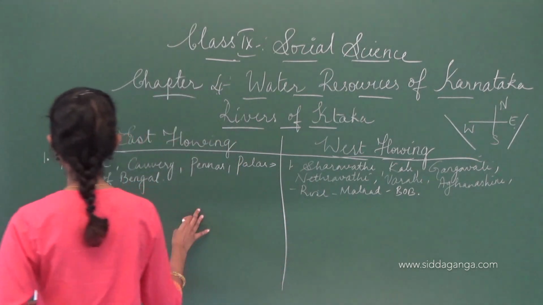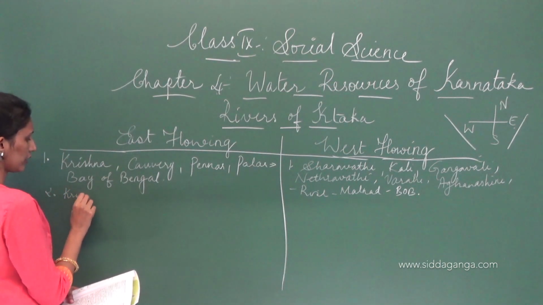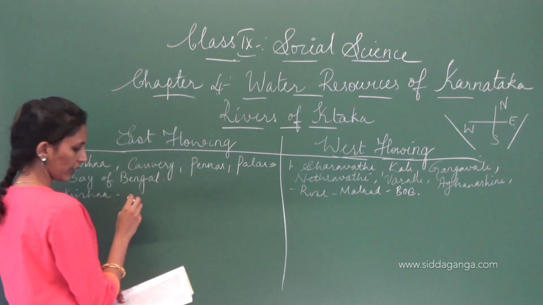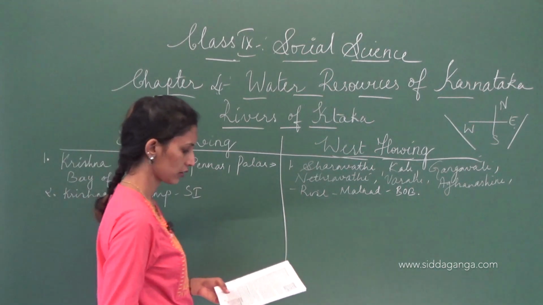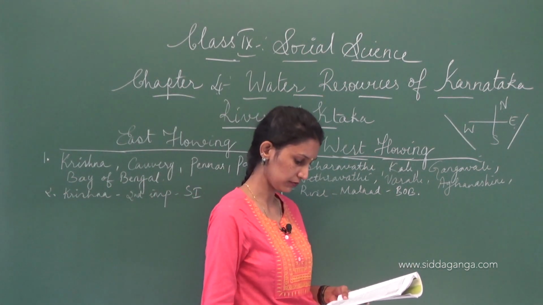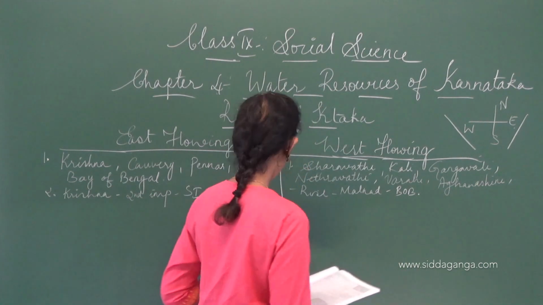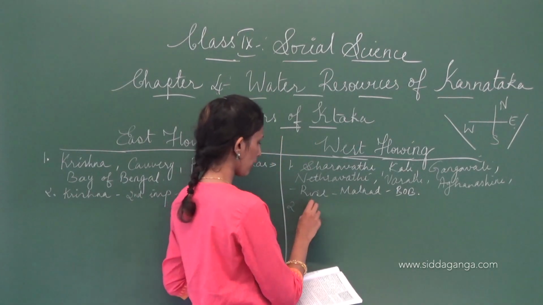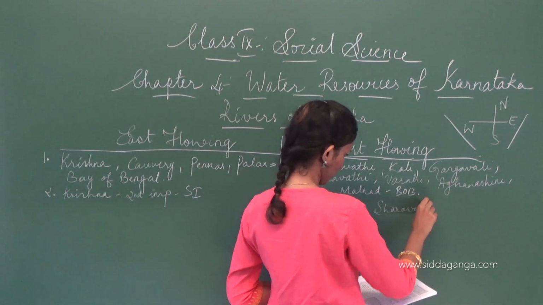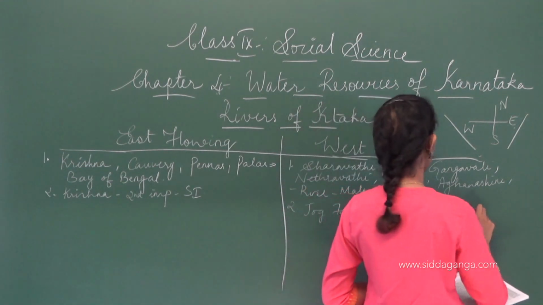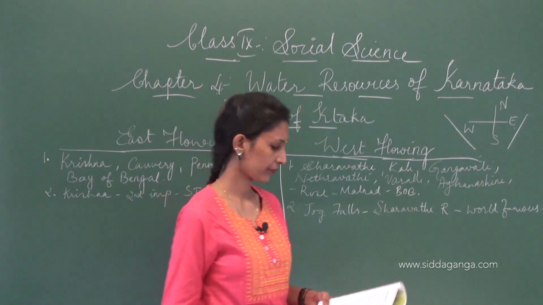Next, go back to the east flowing rivers, the second point. Krishna is the second important river of South India. Now there is no such point here. Here you write, Jog Falls on the Sharavati river is world famous. So a comparison, all right. Go to the third point.